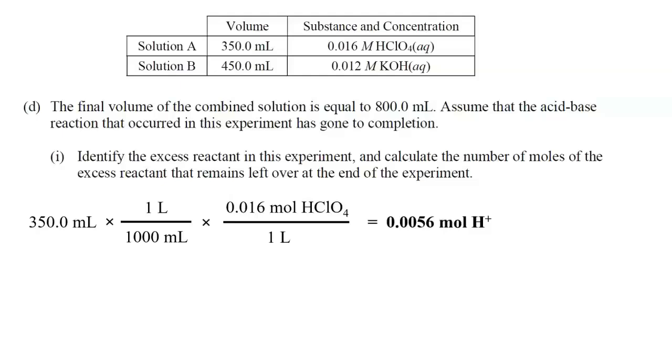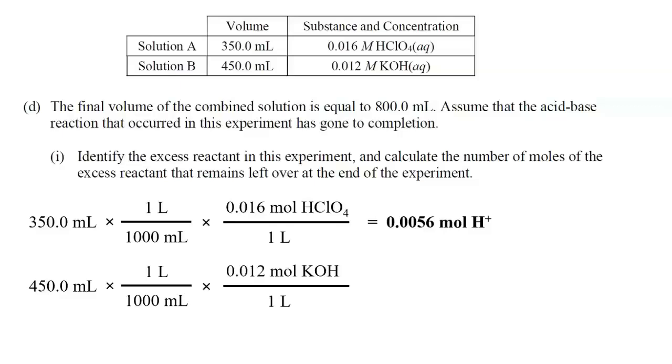Let's do a similar calculation for the potassium hydroxide to figure out the number of moles of hydroxide ions. So it'll be volume times molarity, but that should be volume in liters. So 450.0 milliliters. Let's convert to liters. So times 1 liter over 1,000 milliliters. Let's multiply by the molarity, 0.012 moles of potassium hydroxide per liter. But that is also the number of moles of hydroxide ions per liter. So 450 divided by 1,000 times 0.012 gives us the number of moles of hydroxide ions. So that's 0.0054.